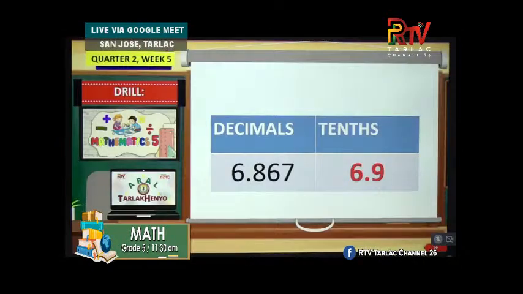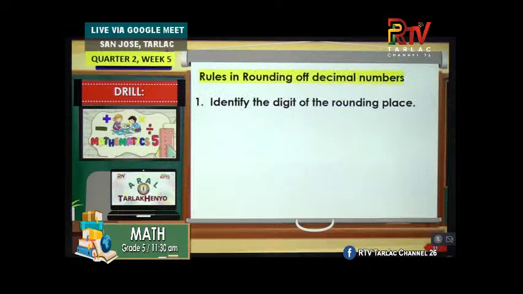Before we continue with our lesson, let's have some exercises in rounding decimals. Remember, kids, that when we round off 6 and 867 thousandths to the nearest tenths, it will become 6 and 9 tenths. Yes, that is correct. What do you call this process? That's right. It is rounding of decimal numbers. But do you still remember the rule in rounding decimal numbers?